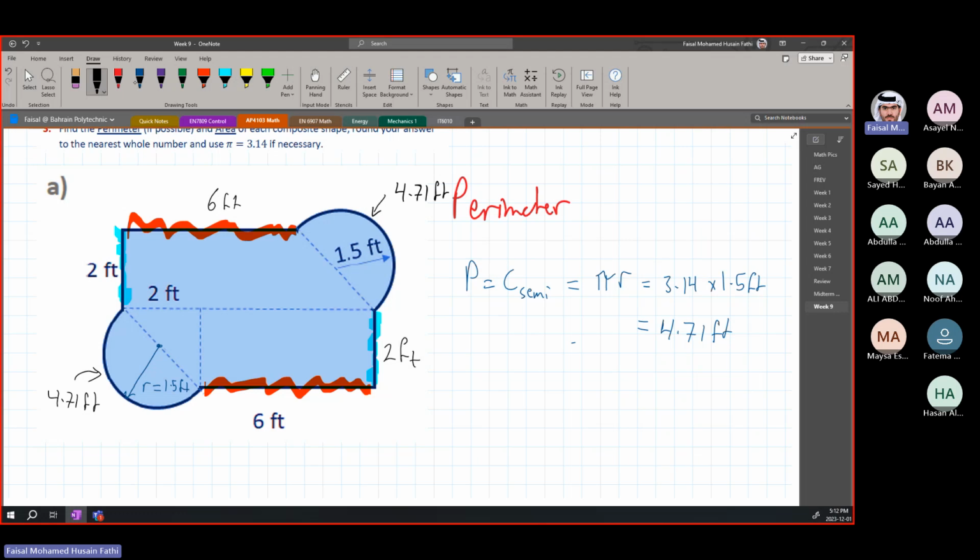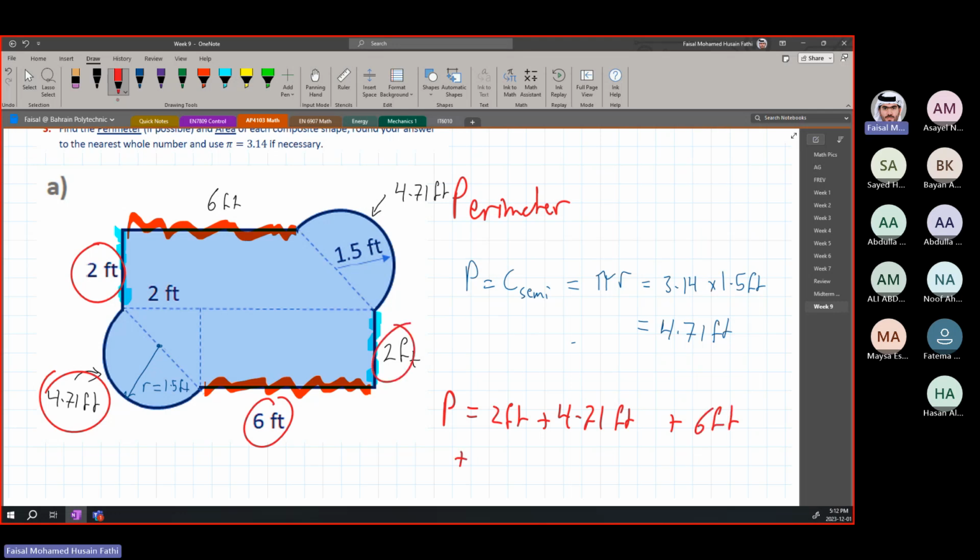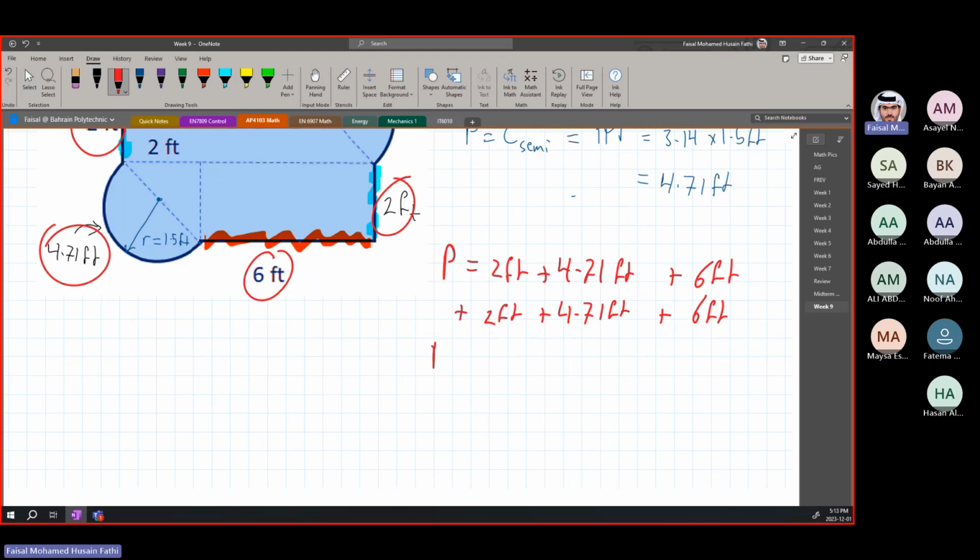And now we could just find the perimeter very quickly, directly, easily. Perimeter is just the sum of the outer edges. So let's start from here, 2 feet plus 4.71 feet plus 6 feet plus 2 feet plus 4.71 feet plus 6 feet. And that's your perimeter. Put it all in the calculator. Your perimeter will be equal to 2 plus 4.71 plus 6 plus 2 plus 4.71 plus 6 is 25.42 feet. Okay?